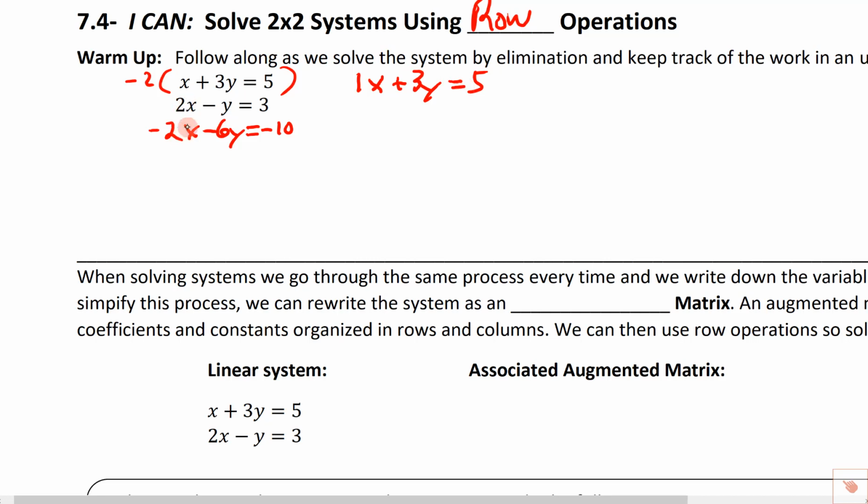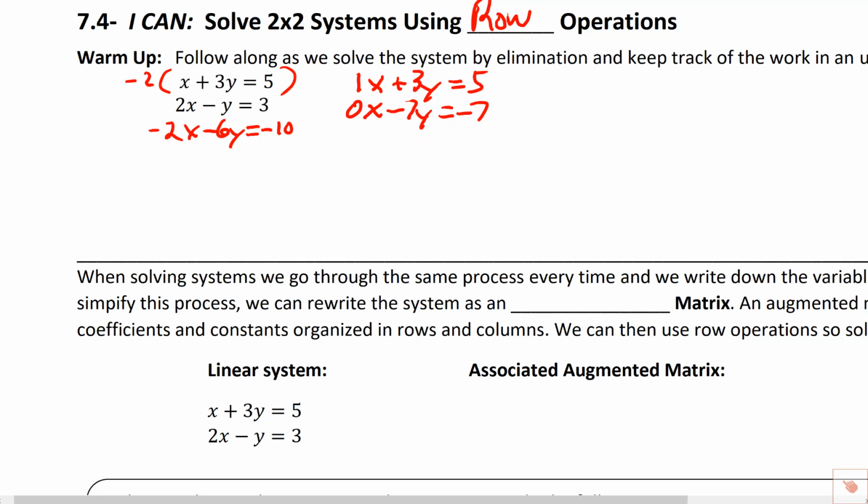These two, if I add them together, I get 0 x's, which I like because then I only have one variable. And this is going to be -7y, and if I put these two together, 3 minus 10 is going to be -7. Okay? Now, I really like this second equation because it only has a y in it. But I'd really like that to be a plain old y instead of a -7y.